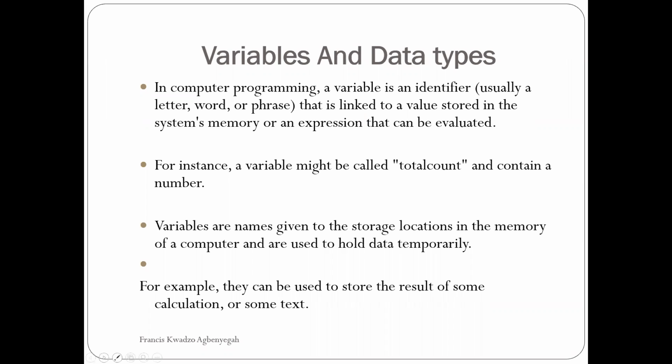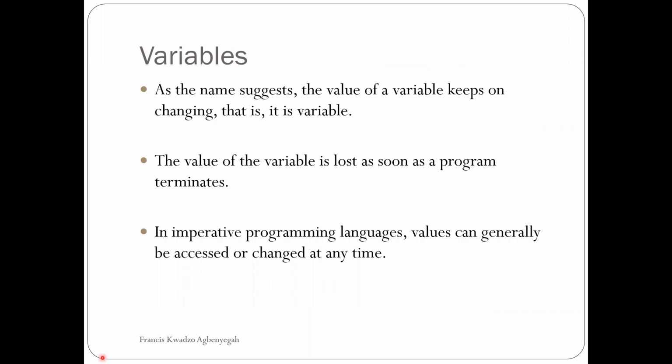So variables, as the name suggests, the content of it keeps on changing. That is why we are referring to it as a variable. So the content of your variable will change. For example, if we are running a program and we say enter your name. If I enter my name, which is Francis, and then when we run it again, another person enters, and that person is Praise.